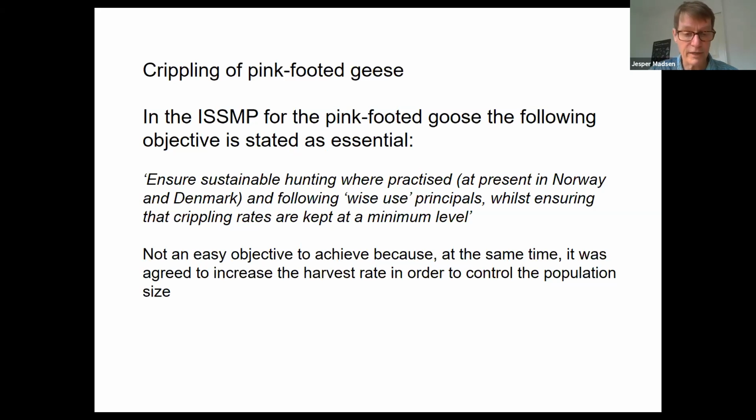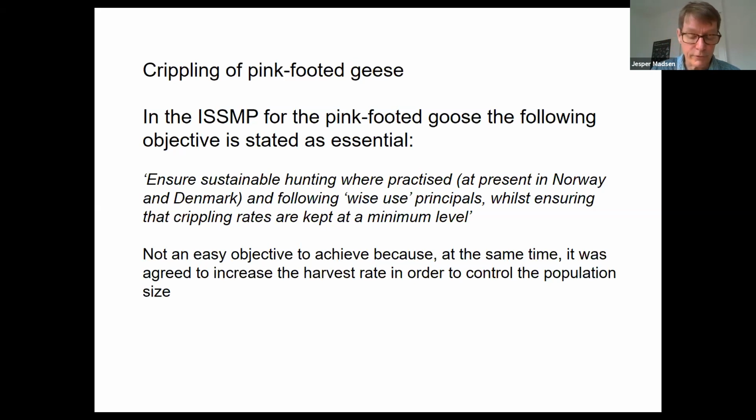But everybody negotiating this at that time was aware of the dilemma that at the same time it was agreed to increase the harvest rate in order to control the population size. So there may be a conflict between the two objectives. You want to shoot more geese, but you want to cripple less. That sounded contradictory.